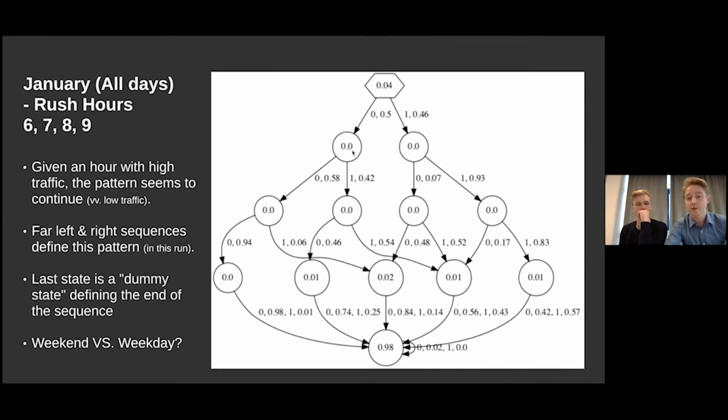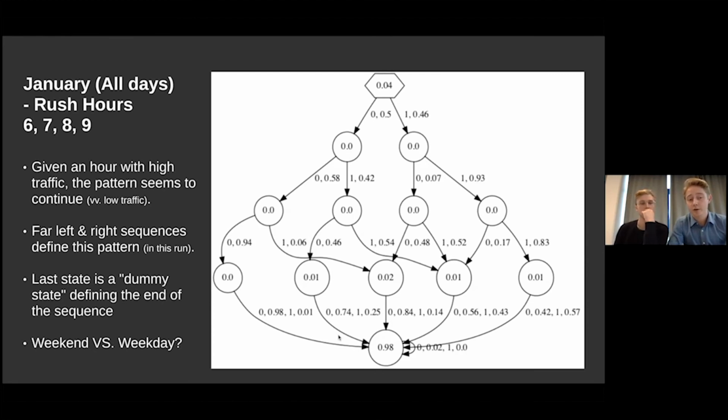So 50% chance, 58% chance, 94% chance, and almost 100% chance of low traffic, given that the previous 3 hours were also low. So this poses the understandability that the PDFA is representing what the RNN learned. We would like to note that the last state here is just a dummy state. This just marks the end of the sequence.